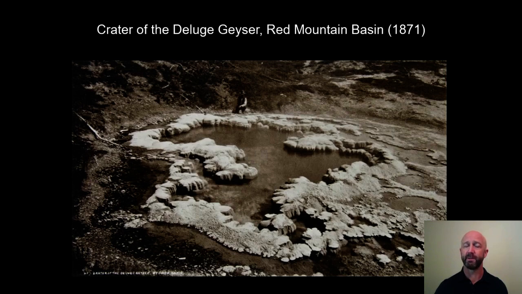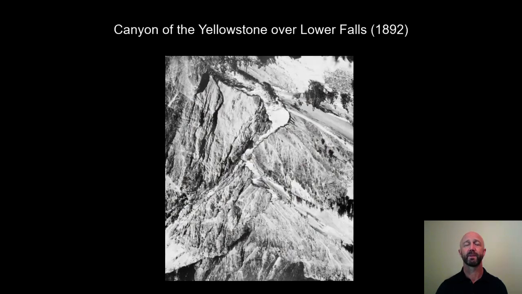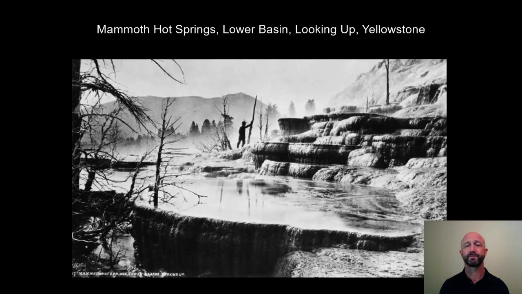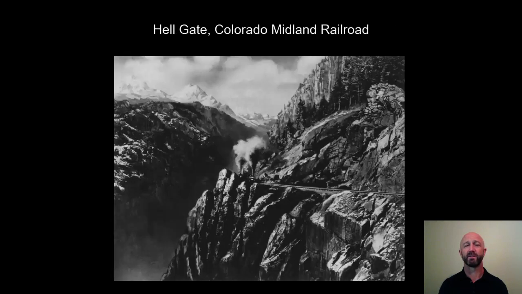But again, documentations in what way? He picks very particular scenes. He, of course, photographs them in particular light conditions, and they are encoded by belief systems in pantheism, in the sublime, in our God-given duty to go out and make use of the natural resources and beauty of the American West, and so forth. Canyon of the Yellowstone, Mammoth Hot Springs in the lower basin, looking up from Yellowstone. Oh, what a beautiful photograph, right?